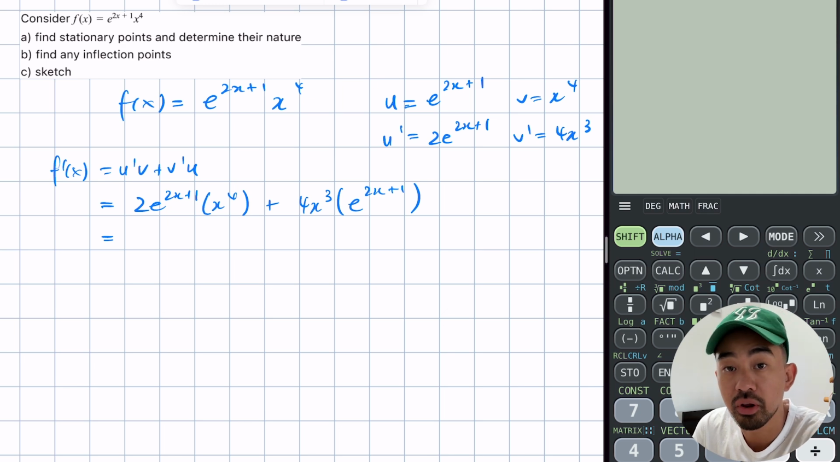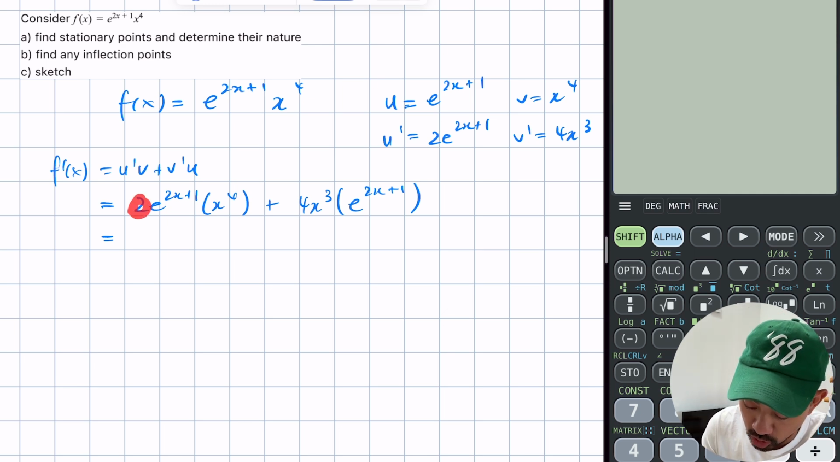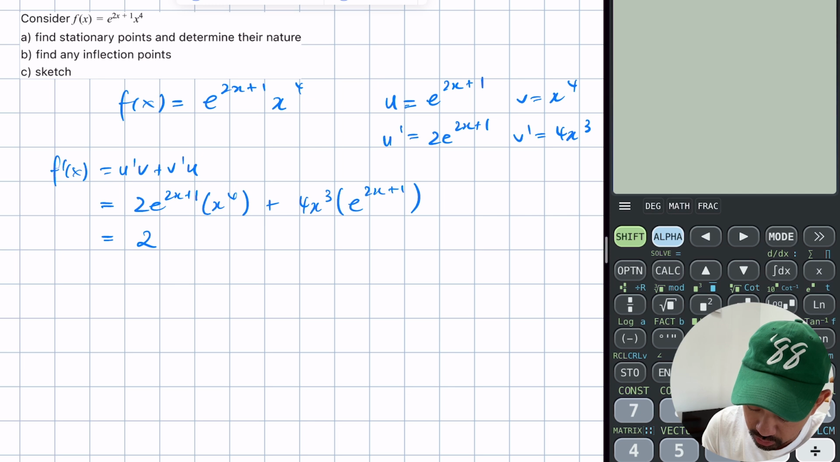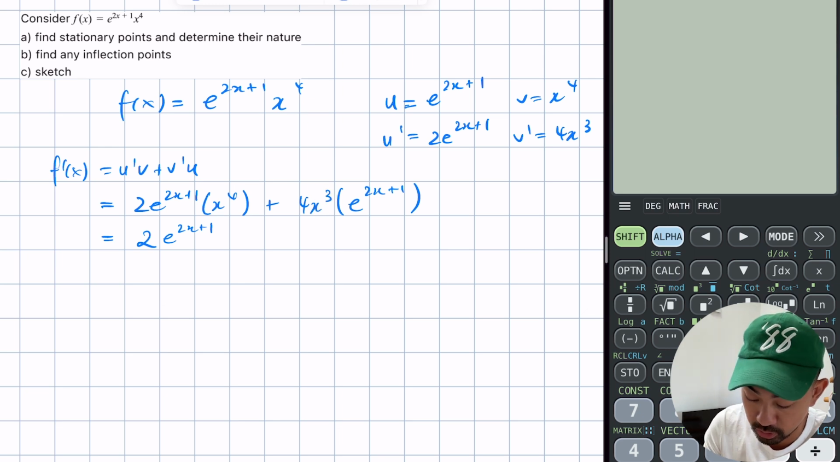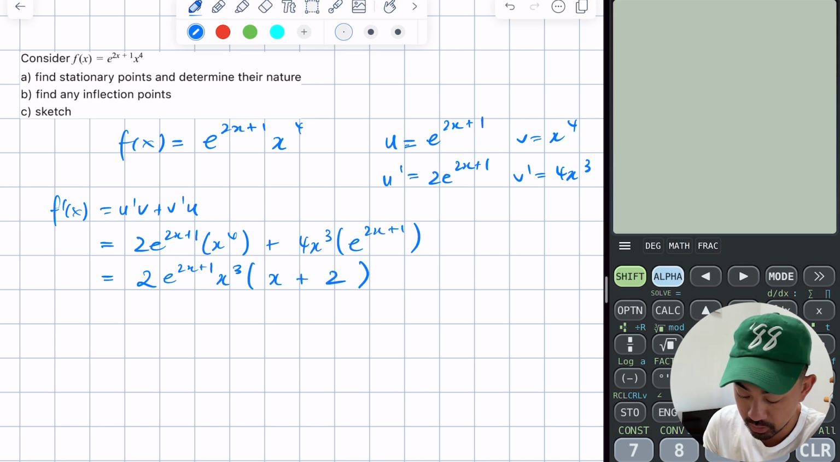Now the next step is I want to just factorize it to clean it up a little bit. So what's in both? Well, I can see a common factor of 2, so I'll just write that at the front. I've also got e to the 2x plus 1 in both, so let's just write e to the 2x plus 1. And then you've got x to the 4 here and x cubed, so the highest common value will be x cubed. All of that is going to be outside of x plus what looks like to be 2. I think that's it. So that will be your first derivative here.